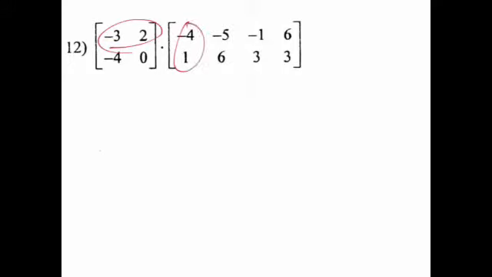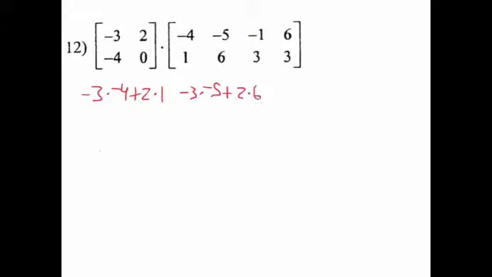Again, each row times each column. Notice how it has 4 columns. I'm going to have 4 different entries going down like this on my matrix. Okay? So I'm going to do negative 3 times negative 4 plus 2 times the 1. And negative 3 times 5, 2 times 6. Add that up. And now I'm going to do the next one. Negative 3 times negative 1, 2 times the 3.